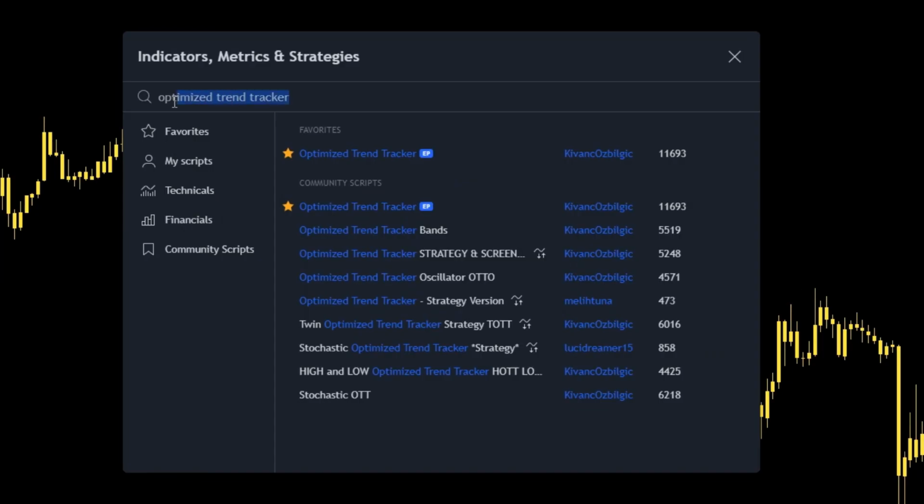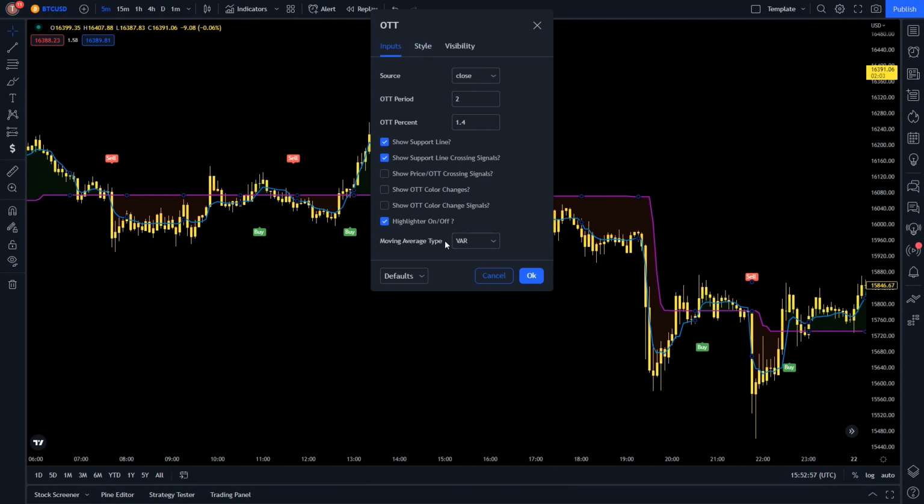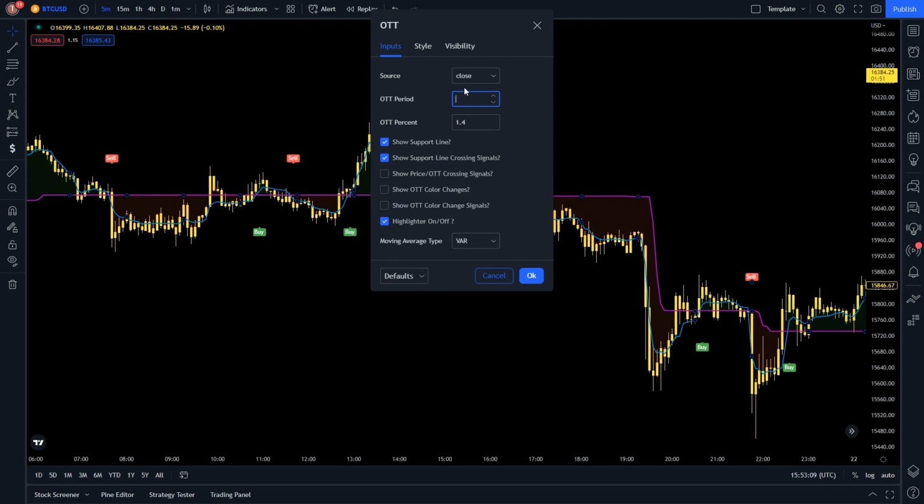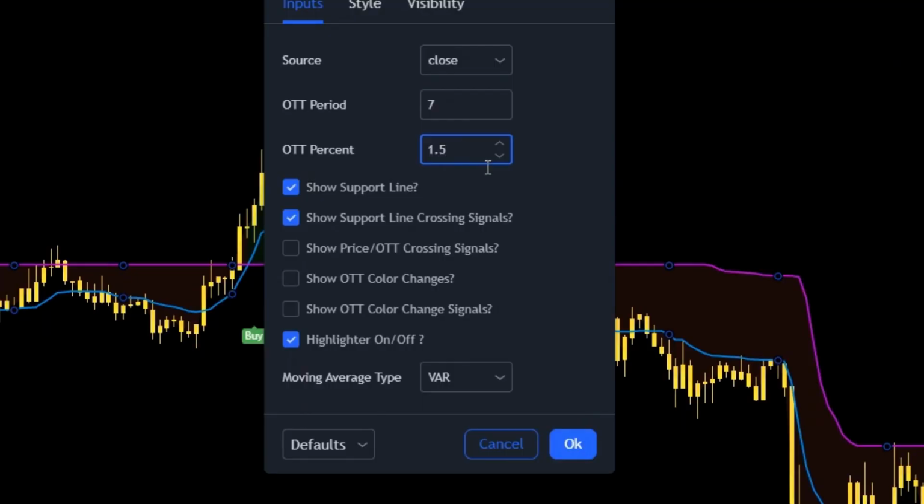First thing we're going to do is go to indicators up here and we're going to type in optimize trend tracker, and it's this optimize trend tracker here. Click that once. Just double click on the indicator for the settings. For the style we're going to keep the same, and for the inputs we're going to make sure that the moving average type is on VAR, and then for the OTT period we're going to change that to 7, and then for the OTT percentage we're going to change that to 1.5.